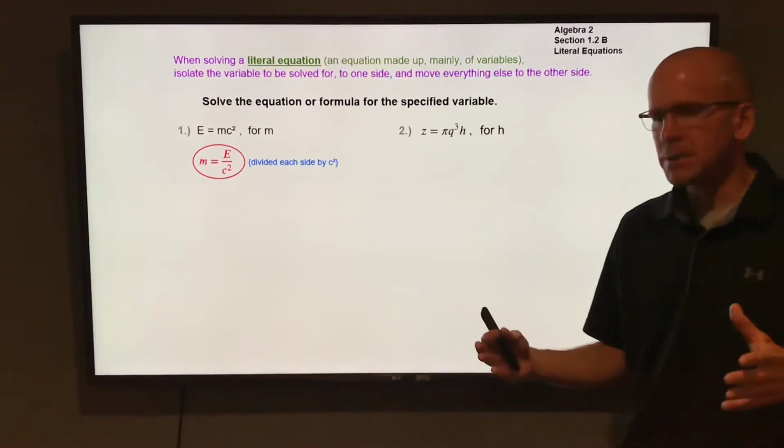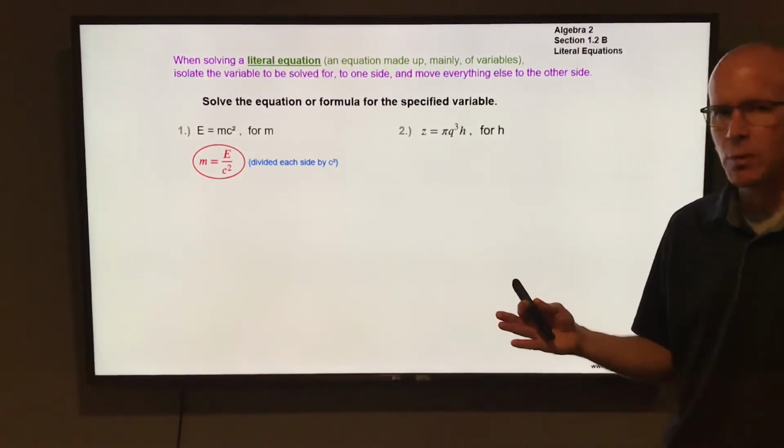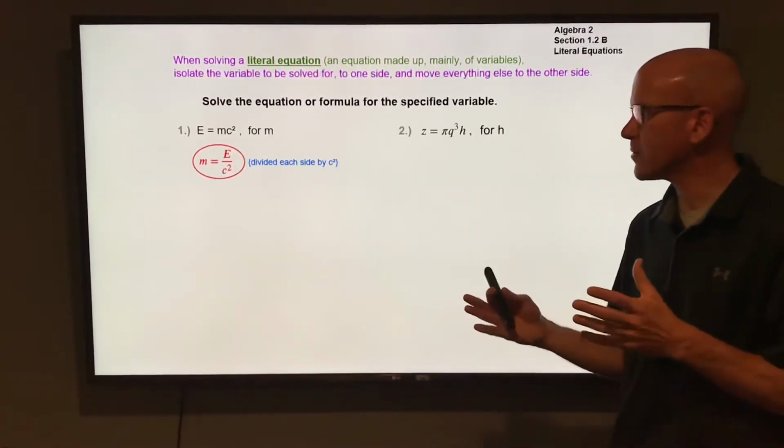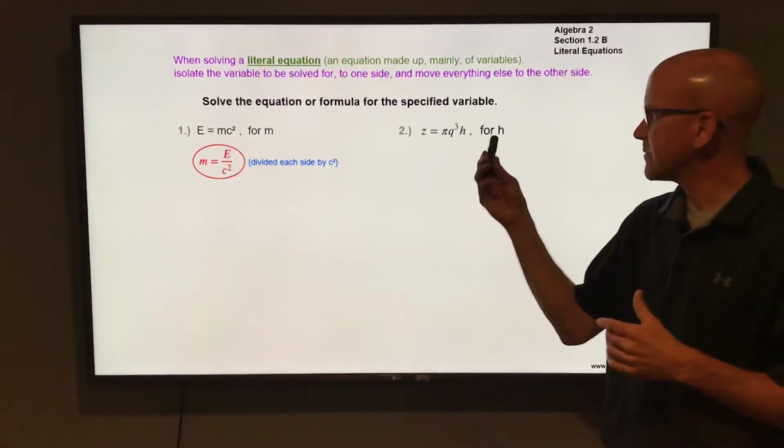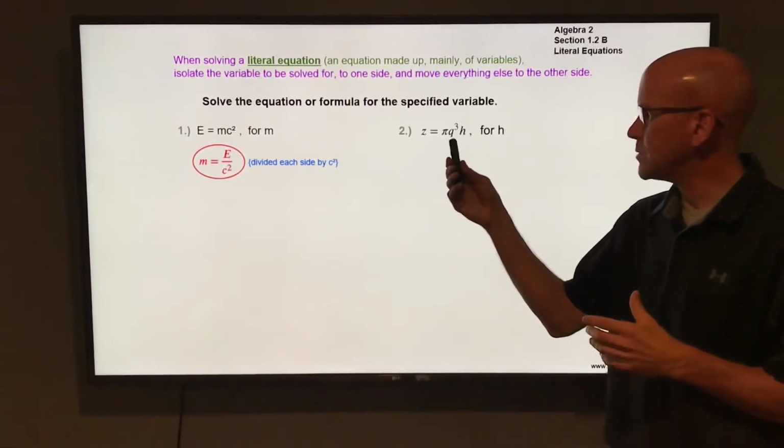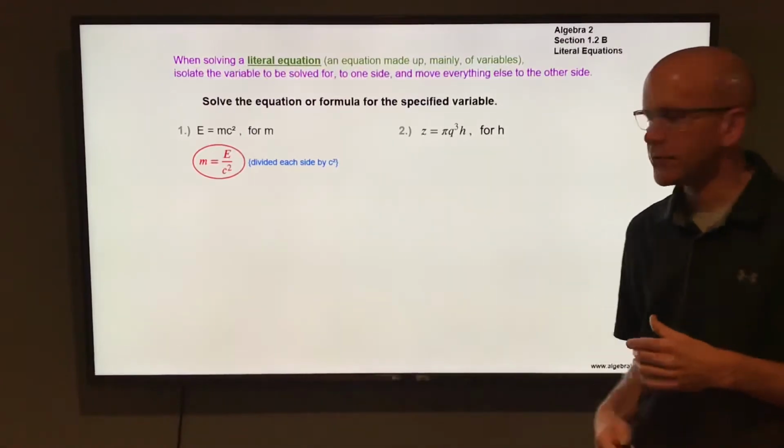So again, solving these literal equations, no different than solving regular equations. There's really no reason to struggle with them. You have a specified variable that you're solving for. You simply need to move everything else to the other side.